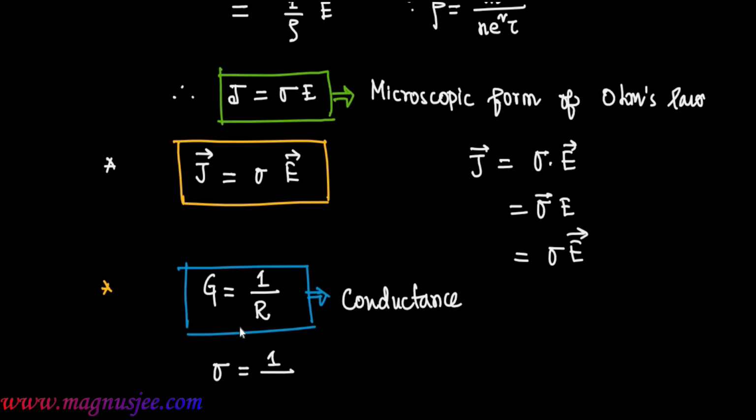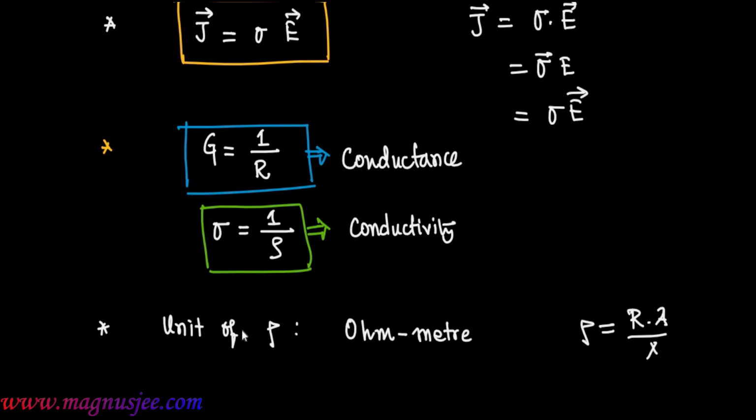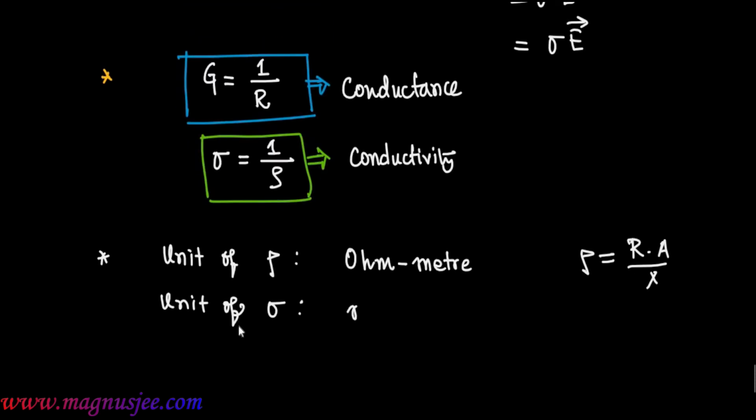G is equal to 1 by R, that is the conductance, and conductivity sigma is equal to 1 by rho, that is conductivity. G is conductance, sigma is conductivity, and conductance is equal to 1 by R, that is the reciprocal of resistance. Unit of resistivity rho is ohm meter, because rho is equal to resistance R into area divided by length. Now, unit of sigma will be mho meter inverse.